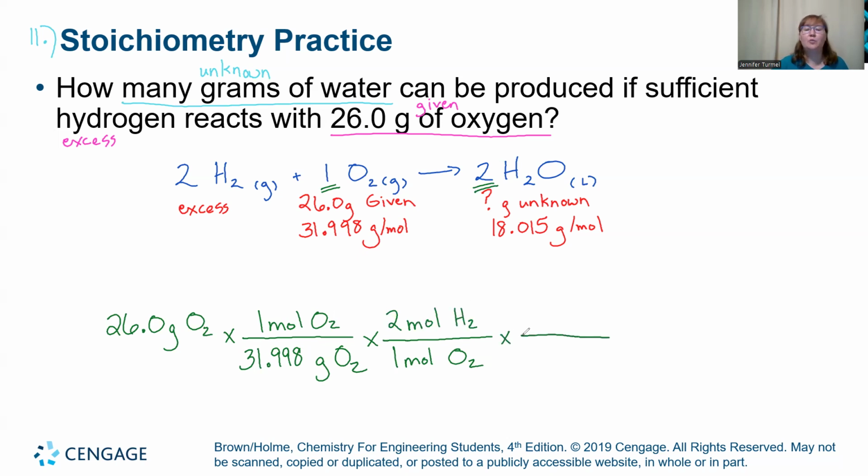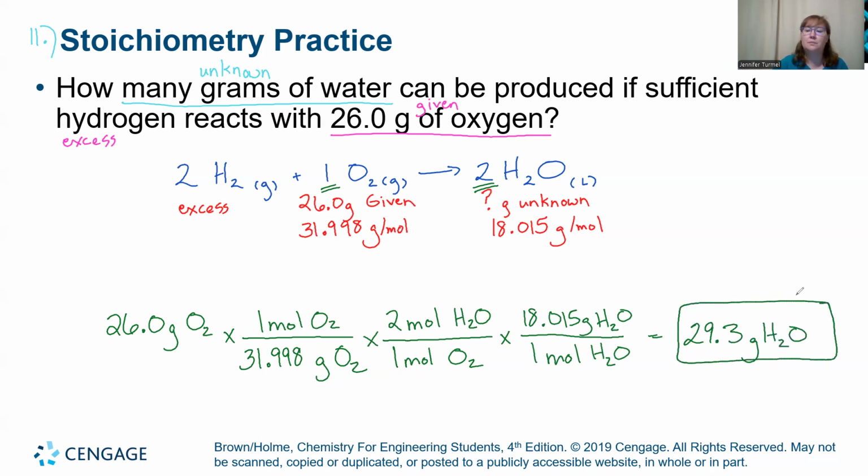And the next thing is that we need a molar mass of our water. And that goes on the bottom so we can cancel out moles. And then we'll put the 18.015 grams of water on the top. And when we calculate this through, practice calculating it through, you multiply everything on the top, divide by everything on the bottom. Then for our answer here, we will get 29.3 grams of water. Excellent.